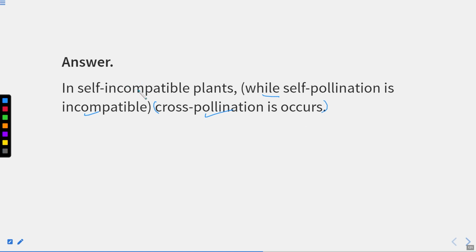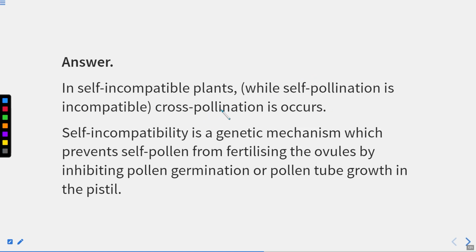In a self-incompatible plant, as self-pollination is prevented, either the pollen tube doesn't form or there is an inhibition of pollen germination. Because of this, cross-pollination is promoted. Self-incompatibility is a genetic mechanism, as we have already seen, which prevents self-pollen from fertilizing the ovules by inhibiting either pollen germination or pollen tube growth in the pistil.